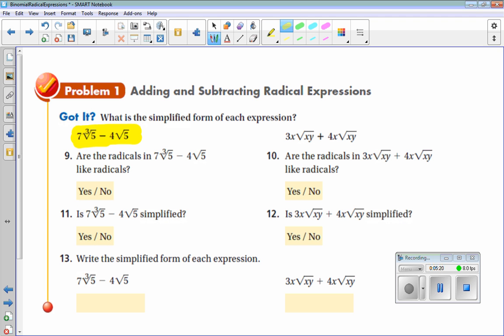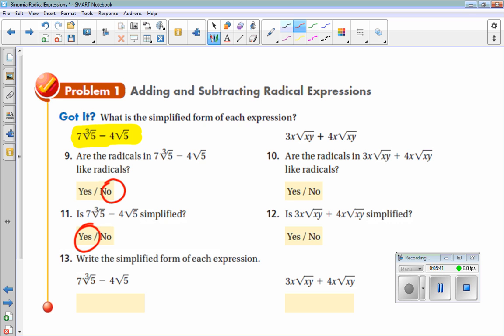So we have the one index is a 3. What's the other index? It's a 2. If you don't see it there, it's a 2. So you can't combine them. They're not like radicals. It is as far as simplified as I can go. I can't get any more simplified than that.